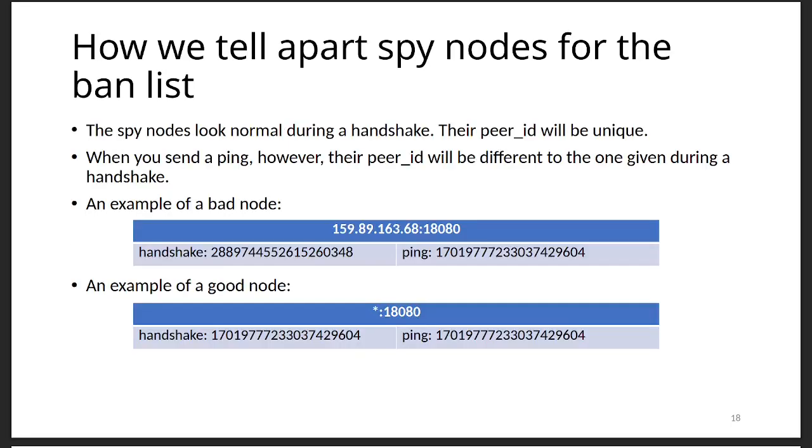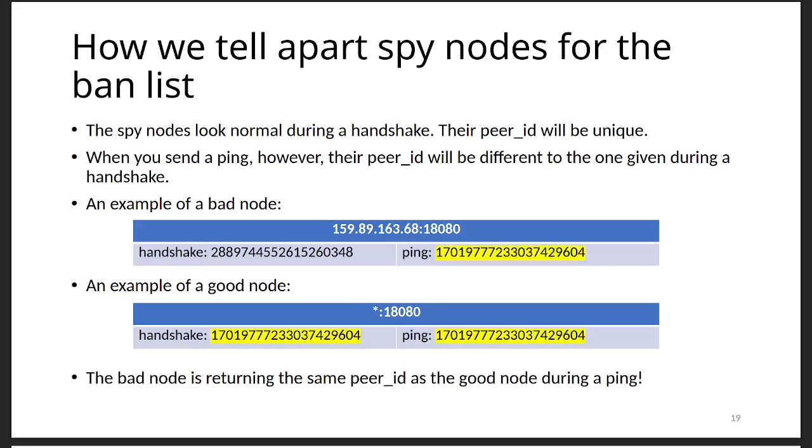The spy nodes look normal during a handshake. Their peer ID will be unique. When you send a ping, however, their peer ID will be different to the one given during a handshake. Here, you can see a real example of a bad peer in the top table and a good peer in the bottom table. Notice, for the bad peer, the peer ID in the ping is different to the handshake. Notice something else too. The bad node is returning the same peer ID as the good node during a ping.